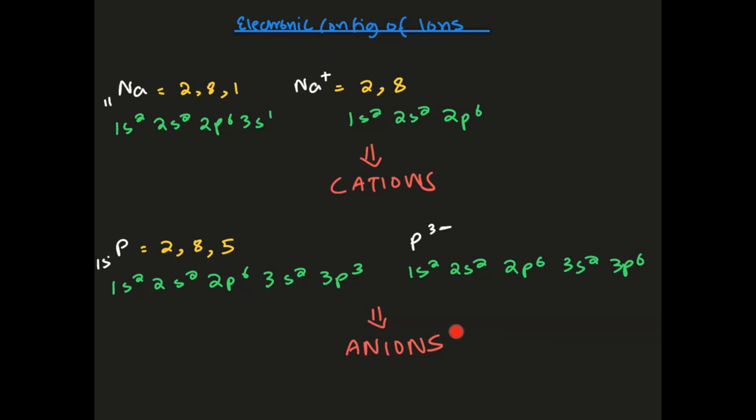The next thing is anions. In this case we have phosphorus, and this is the electronic configuration for phosphorus. Again, this has been discussed in the previous slides. Now phosphorus normally forms a 3- ion, so you're just going to add 3 more electrons. Since this was 3p3, you're going to add 3 electrons to it, and it's going to be 3p6. So this was the electronic configuration of ions, cations and anions both.